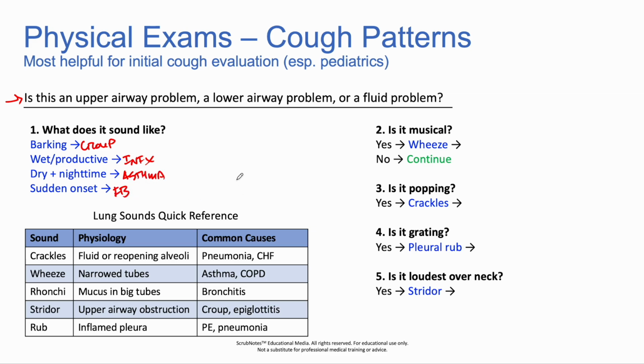And then you want to refine your exam. If there's wheezing, that's more likely for narrowed airways. If there are crackles, that means there's fluid, and with stridor, think upper airway obstruction. So the key here is that the sound of the cough often tells you where the problem is located. I've also included a summary table here of lung sounds just to have as a quick reference.